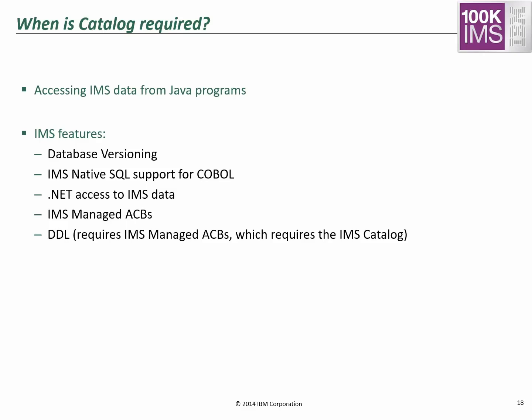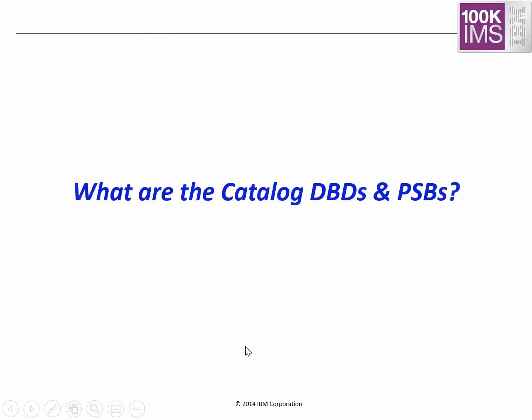Other features in IMS that we've introduced over the years, like database versioning, native SQL support, .NET access to IMS data, and then DDL. DDL requires that you implement IMS managed ACBs, and as part of the implementation of IMS managed ACBs, you have to implement the catalog, right? So those are the cases where the catalog is required.